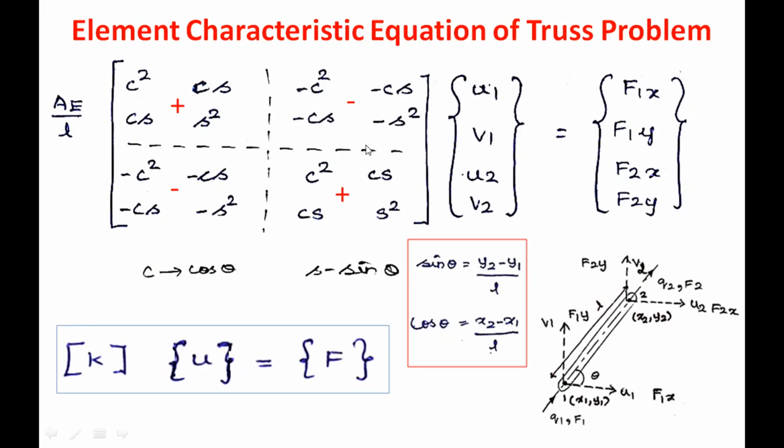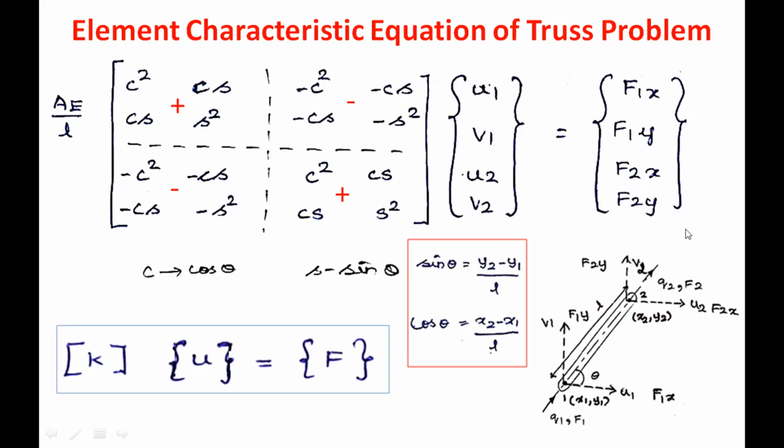If you see the arrangement of the elements of the stiffness matrix, we can group it into four 2 by 2 matrices. In each 2 by 2 matrix, the elements will be the same: C square, S square, CS, CS like that. In the major diagonal we have positive terms, and in the minor diagonal direction we have negative terms. Like that you can easily remember the 4 by 4 stiffness matrix for the truss problem.